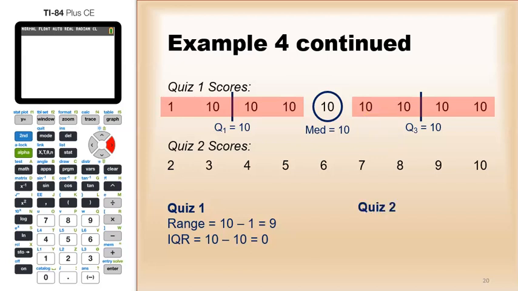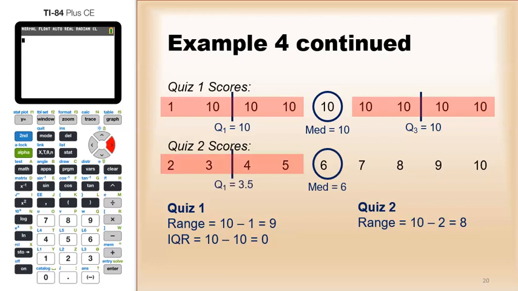For quiz 2, the range was found to be 10 minus 2, or 8. The maximum is 10, the smallest is 2, so 10 minus 2 is 8. Now, the median is 6. If I look at the bottom half of the scores, I see the lower quartile is 3.5. If I look at the top half of the scores, I see the upper quartile is 8.5. So the interquartile range is 8.5 minus 3.5, or 5.